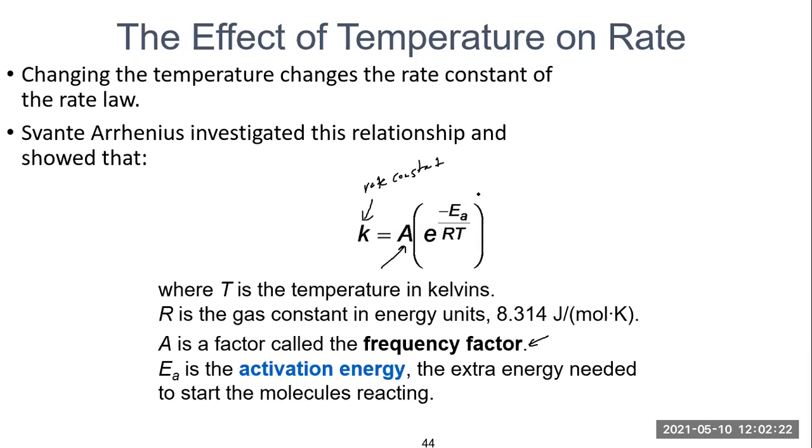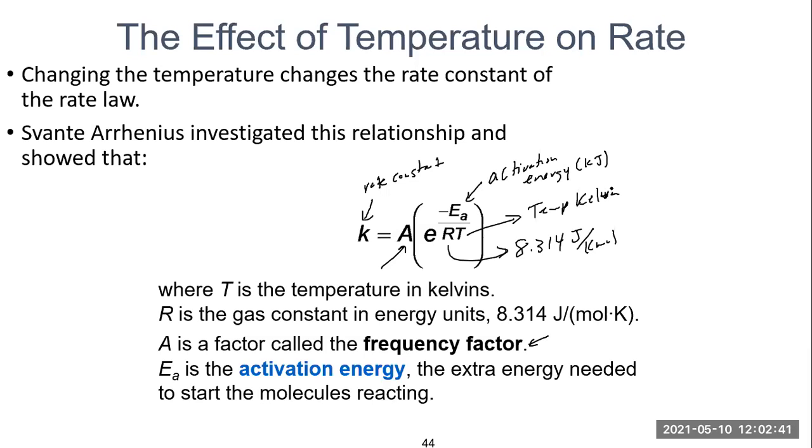E_A is obviously our activation energy. Usually that is in kilojoules. R is our gas constant, and it is the one that involves energy, and T is our temperature here in Kelvin. So this is one version of it. We'll actually see two other versions of it more commonly used than this version. Basically, they take the natural log of everybody that's in there, and we get the more familiar Arrhenius equation that we were used to.